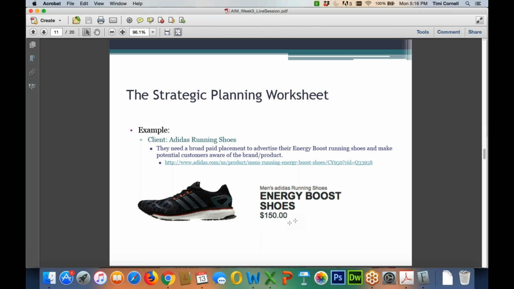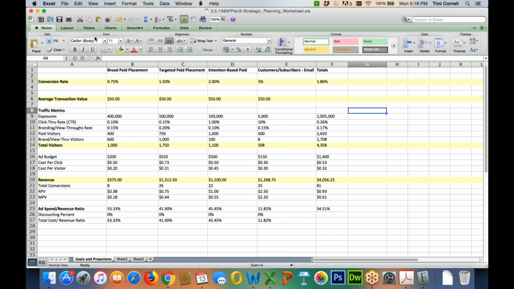I want to make note of the price tag here. It's $150, which would be my average transaction value. So if I flip over to the worksheet, I could actually update my average transaction value across the board to $150. And that's the first thing I recommend everybody do here.